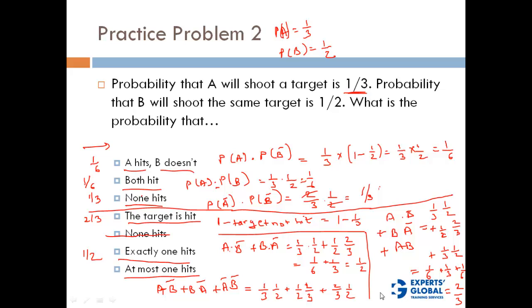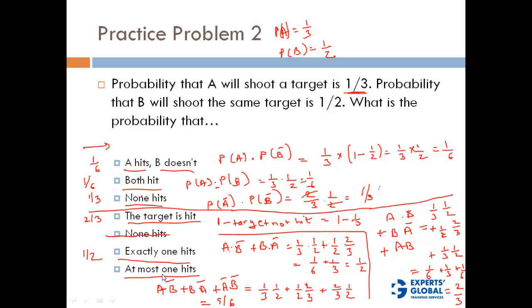So what you're going to get here is 1 by 6 plus 1 by 3 plus 1 by 3. So that is 1 by 6 plus 2 by 3, which is 1 by 6 plus 4 by 6, which is going to be 5 by 6. Correct? So this probability is going to be 5 by 6.